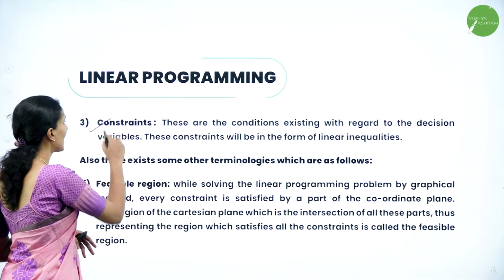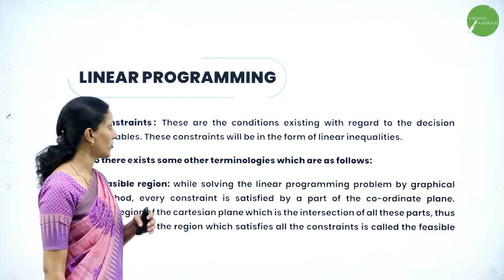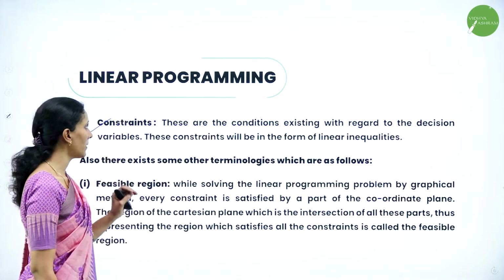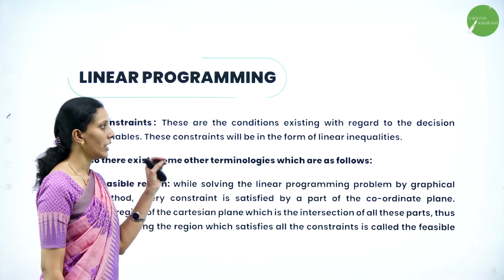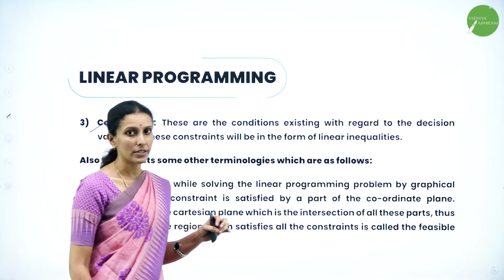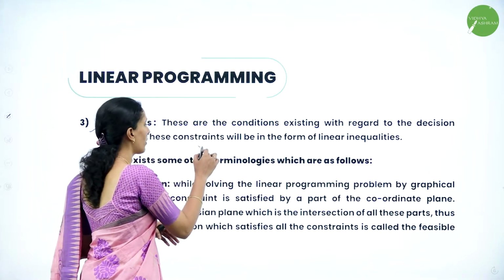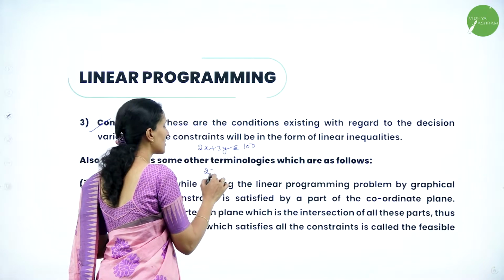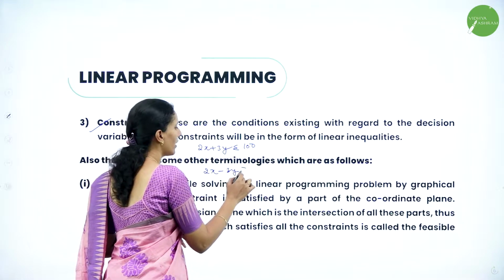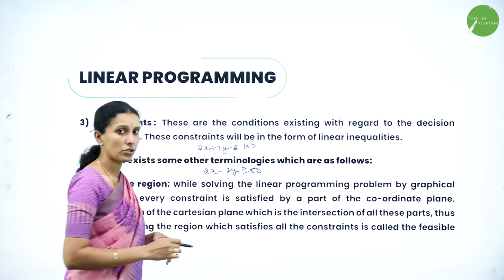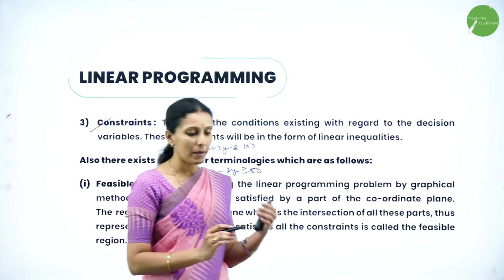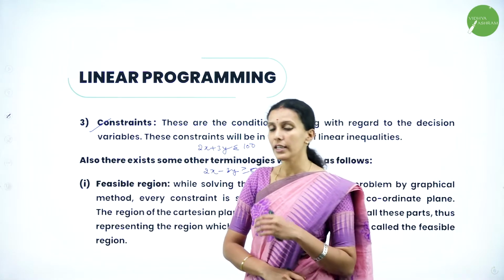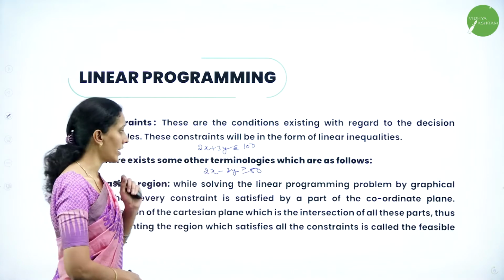Next, we come across constraints. What are these constraints? These are the conditions existing with regard to the decision variables. These constraints will be in the form of linear inequalities. We have written many equations, for example, 2x plus 3y less than or equal to 100, 2x minus 3y greater than or equal to 50. All these expressions, that is, for a particular task we may have certain constraints which we express as a linear inequality. Those are called constraints.